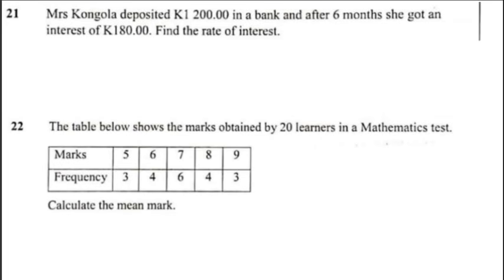Question 21 was as follows. Mrs. Kongola deposited 1,200 kwacha in a bank, and after 6 months she got an interest of 180 kwacha. Find the rate of interest. So we are asked to find the interest rate. So we're going to use the same formula for finding interest rate.